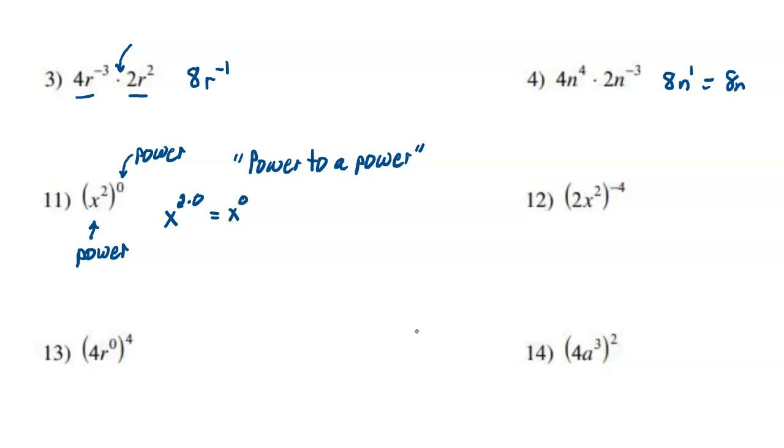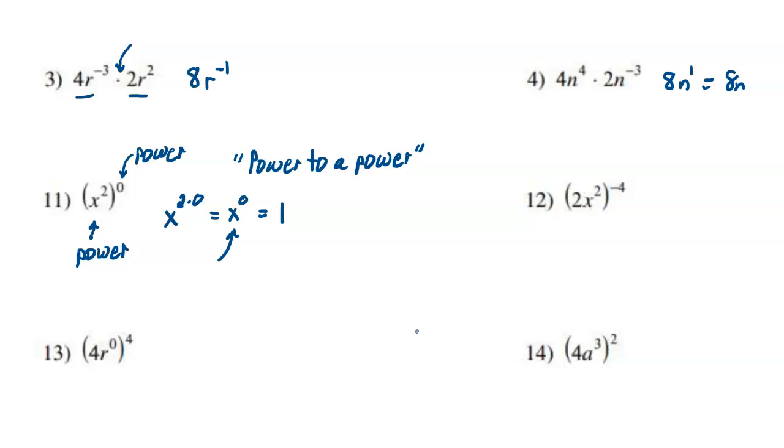Now, I can't remember in what lesson we learned that any number raised to the 0 power is equal to 1. So this is then, in turn, equal to 1. I just can't remember if we're supposed to do that yet. If not, then the answer is x to the 0 power.